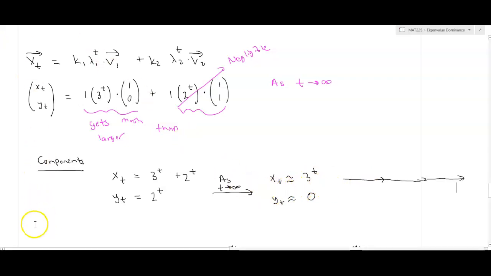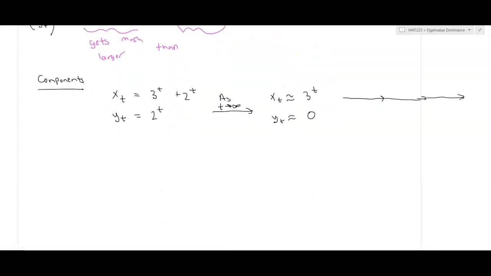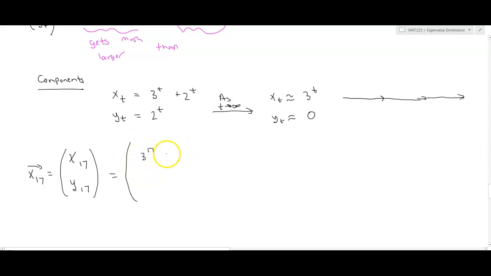So let's just go ahead and provide a little bit more support for this. We'll say that if we wanted to check our work and just to see that x sub 17 and y sub 17, remember this is just our state vector at time 17. And we're just going to show that you can use these two formulas now to compute them. So x sub 17 is going to be 3 to the 17th plus 2 to the 17th, and y sub 17 is going to be 2 to the 17th, which lo and behold comes out exactly to what we achieved earlier. 129140163 plus 131072 is 129271235, and this component down here becomes 131072.